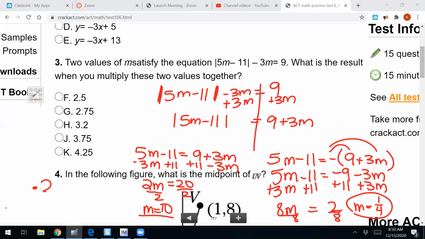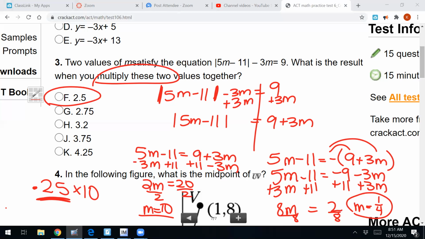0.25. Okay? Well, they want you to multiply the two values together. So we've got 0.25 times 10. What's that going to give you? 2.5. So your answer is going to be F. Okay, that's your warm-up. If you want to go work while I'm starting this teaching, you can do that, or you can wait. So that's that.